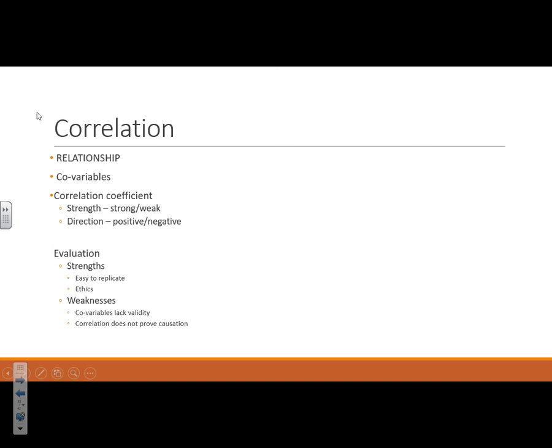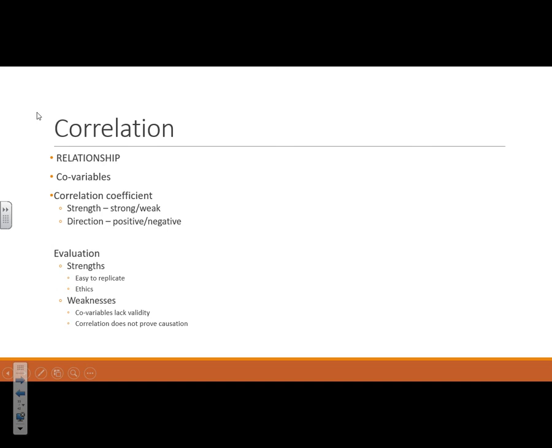Weaknesses: the covariables, the way they're measured, might lack validity. So a perfect example of this would be intelligence being measured by circumference of skull size maybe, anything like that. Poor, weak covariables lacking validity. And then also correlation does not prove causation. So just because two things correlate doesn't mean that one causes the other. So for example, Nicolas Cage films and number of deaths in swimming pools or something like that. Remember Spurious Correlations, the best website ever. That's an example of those.